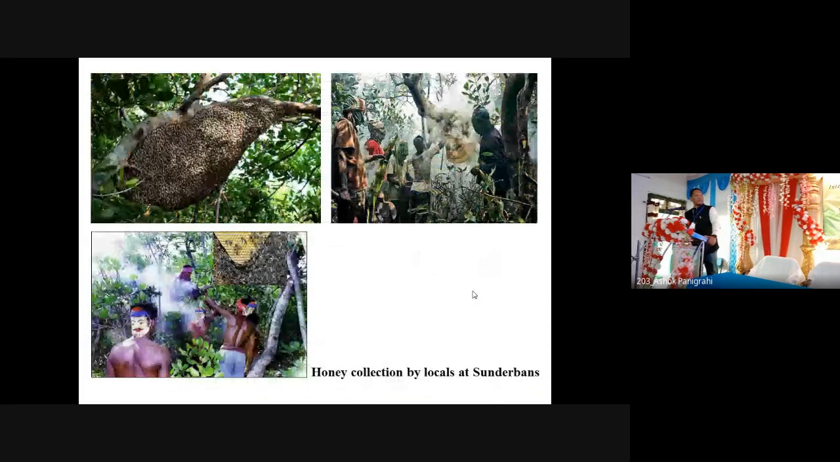Then we need to create jobs. Only doing research without job creation has no meaning. When you talk about biodiversity, if you are not providing job opportunities to people, then people will never be involved in biodiversity conservation. So the government of West Bengal is doing a very good thing: during honey collection, they are involving the local people, and whatever benefit they are getting trickles down. They are giving money to the local people.